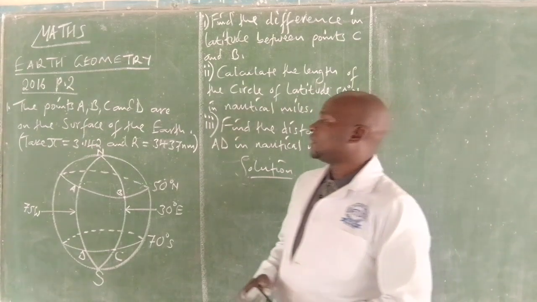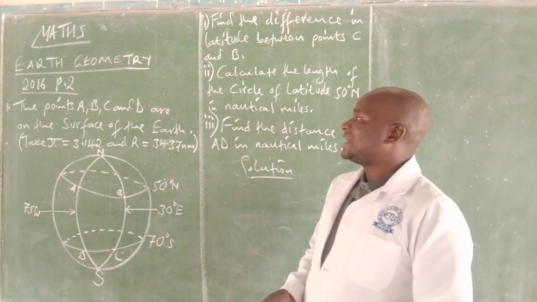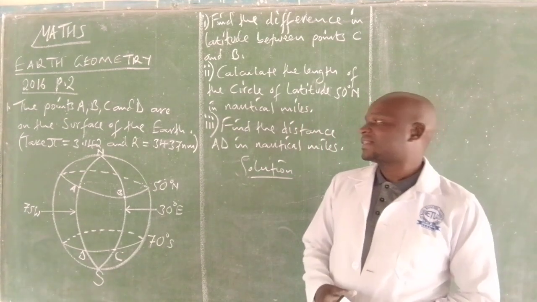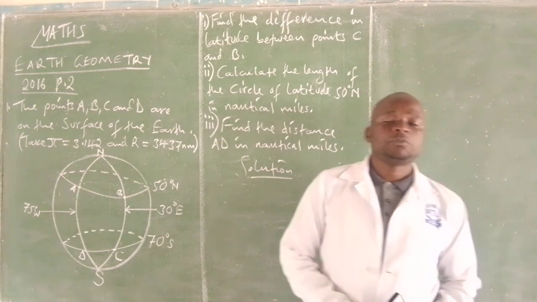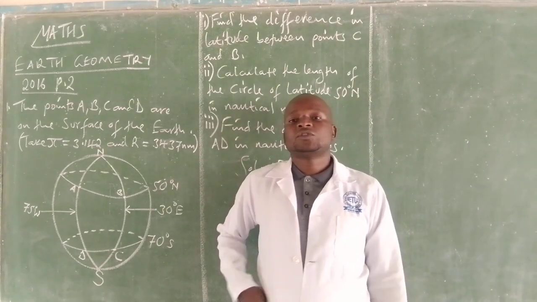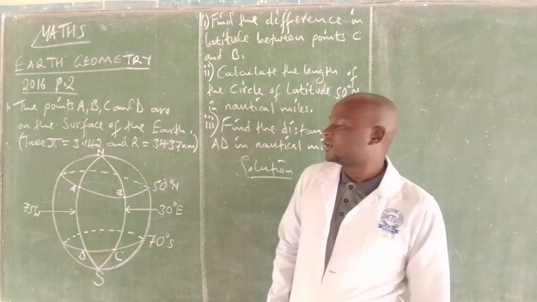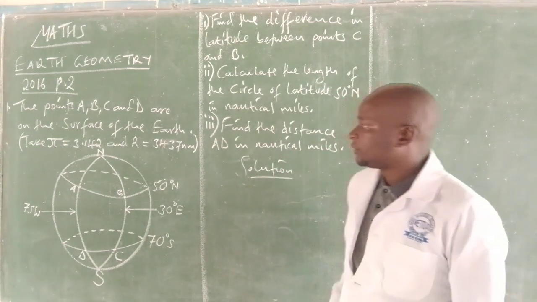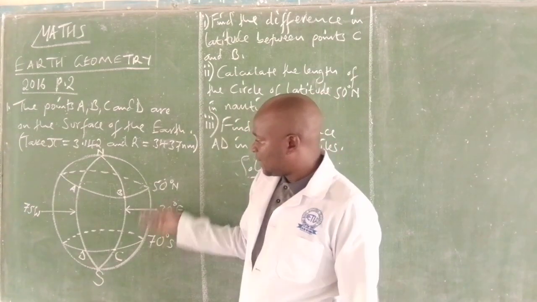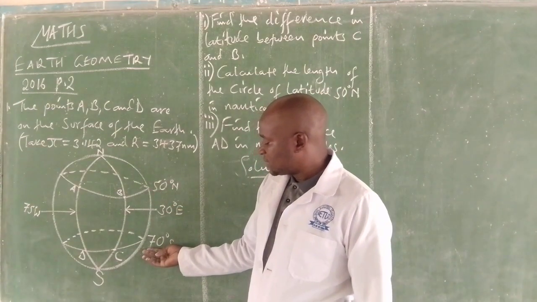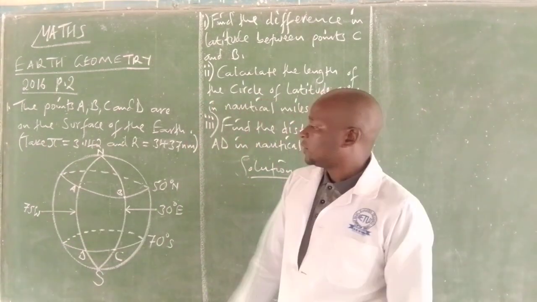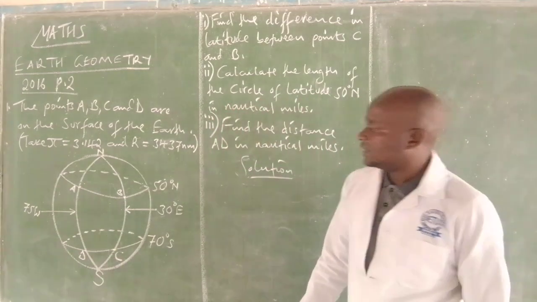This is coming from a 2016 paper 2, and the question says the points A, B, C, D are on the surface of the Earth, and pi is equal to 3.142, and the radius of the Earth in nautical miles is equal to 3437. So we can see our North Pole and South Pole are there, and our latitudes 50 north and 70 south are there, and our longitudes 30 east and 75 west are there. So A, B, C, D can be seen there.